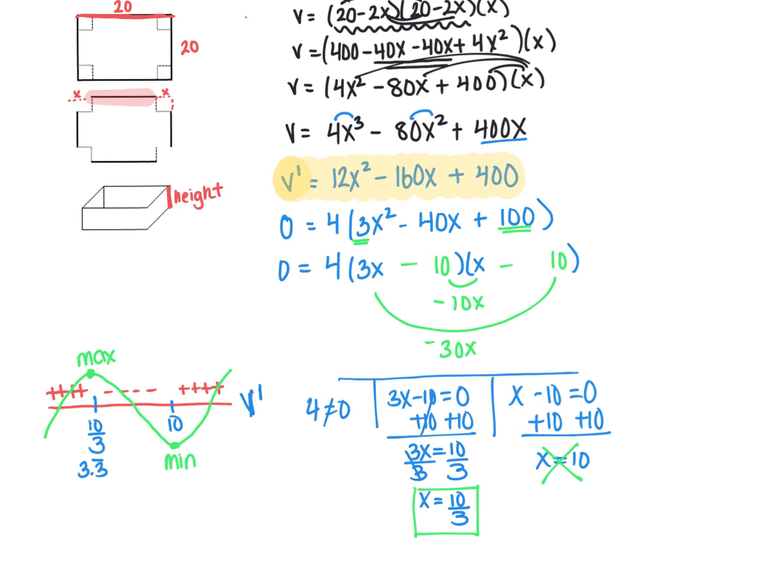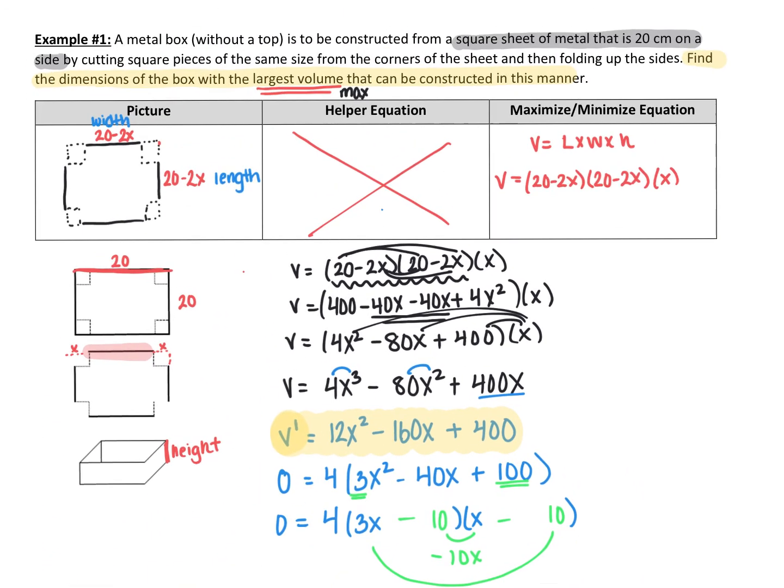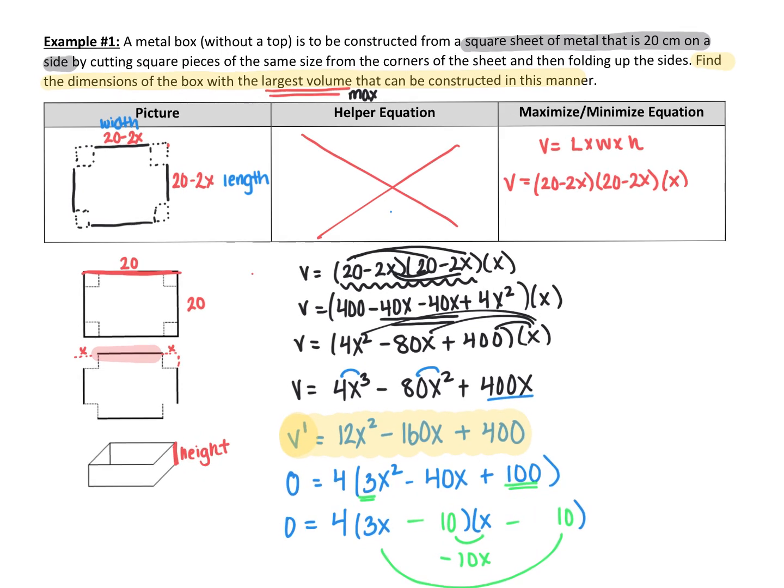So let's just make sure we answered the question. They want to know, what are the dimensions of the box with the largest volume? Okay, so dimensions is something a little bit different. Dimensions are length by width by height. And we know from our equation before, height was our x. So if we have x, x is equal to 10/3. So that is our height. And we can use centimeters.